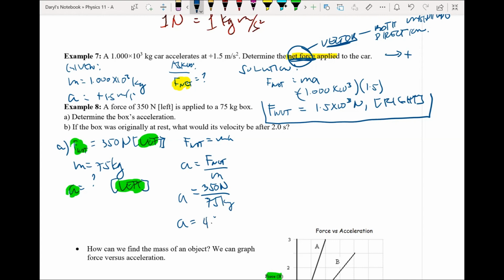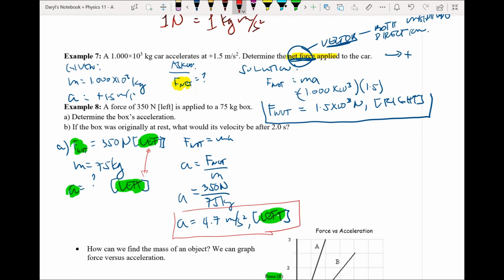So this would be 4.7 meters per second squared. And again, even without having that part of the computation right away, it's to the left. According to Newton's second law, the direction of the net force is the same as the direction of the acceleration. So if the direction of the net force is left, the acceleration is also to the left.